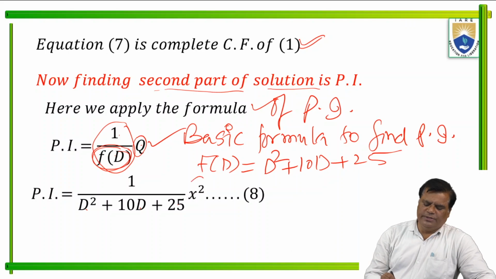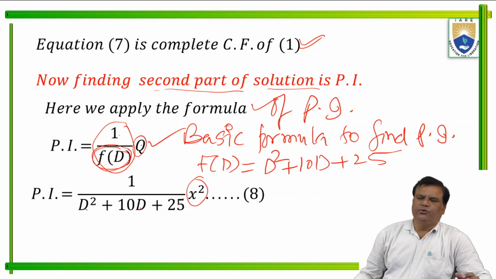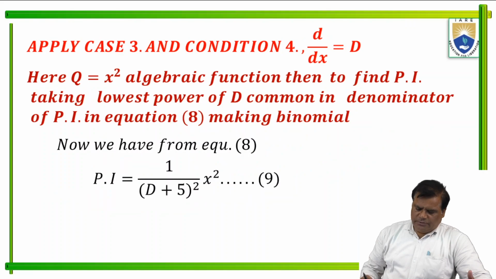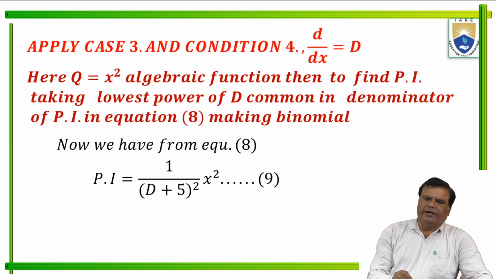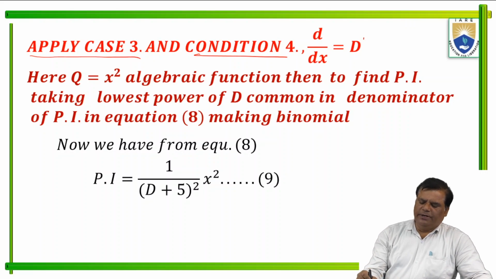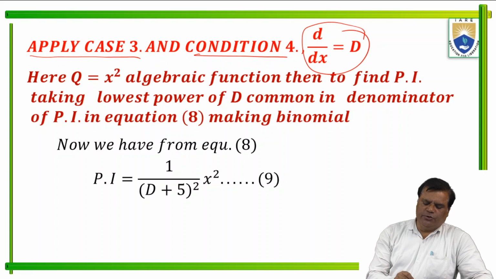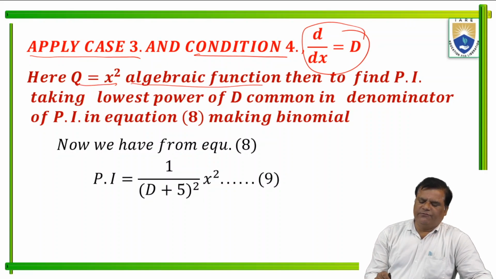This is Q. Q is X square here. Q is a function of X, an algebraic function, so X square is an algebraic function here. Apply case 3 and condition 4. D over dx is represented by capital D here. Here Q is X square, an algebraic function.